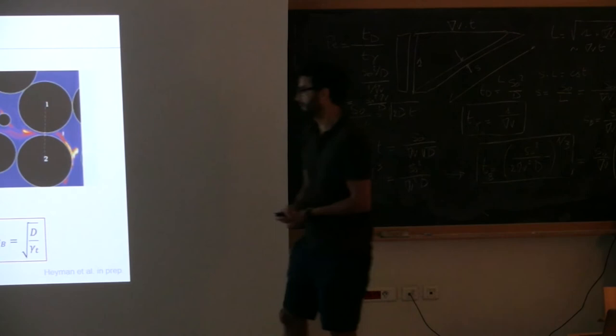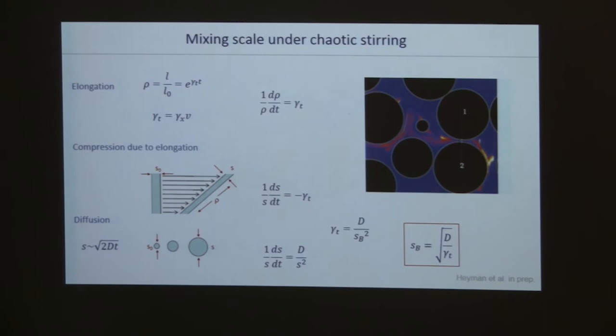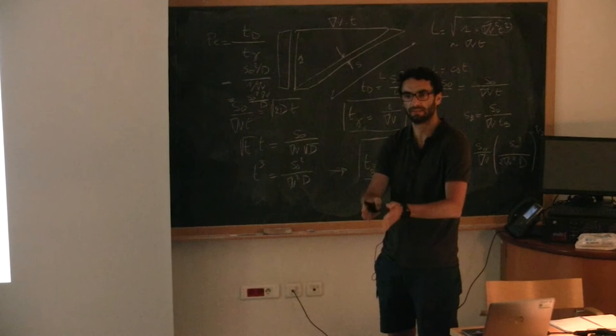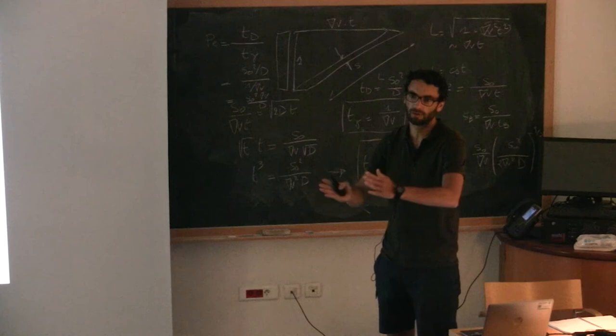But wait a minute, here it would mean that the lamellae tend to coalesce because of diffusion. No, the opposite. By diffusion alone, they would not coalesce because they don't grow. The width is constant. They would still coalesce, but because they get closer and closer by stretching and compression.